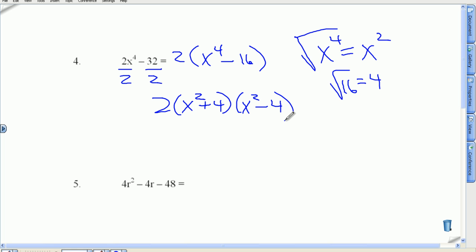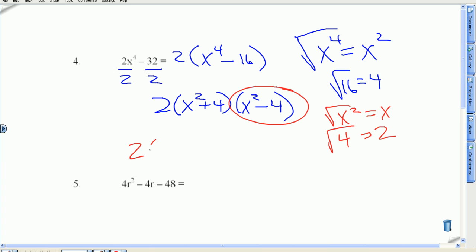Now you might think that's done, box it up and walk away. However, take a look at x squared minus 4. That actually can be factored again. The square root of x squared is x. The square root of 4 is 2. So this becomes 2 times x squared plus 4, just bringing down the stuff I didn't touch. But what I have circled here is going to be x plus 2 times x minus 2.